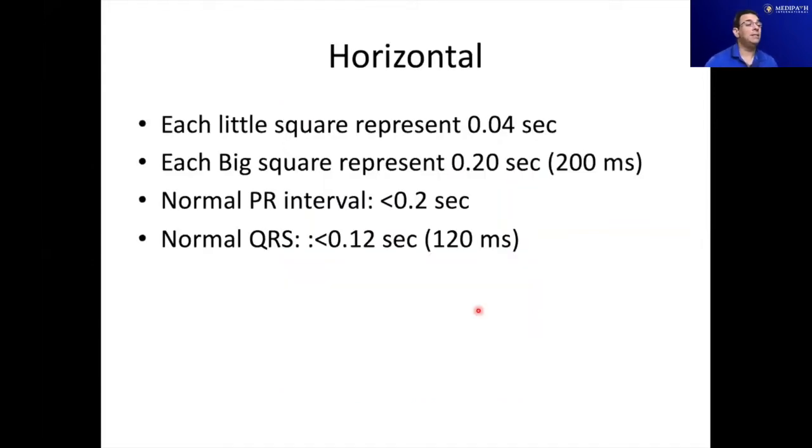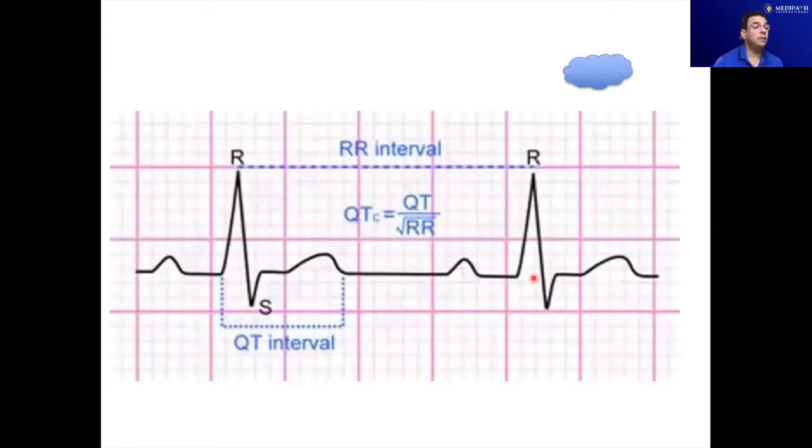For the horizontal, or the width, the small boxes equal 0.04 seconds or 40 milliseconds. The bigger boxes are 200 milliseconds or 0.2 seconds, okay? The normal PR interval, which we just talked about, is less than 5 small boxes, which is 200 milliseconds or 0.2 seconds. And the normal QRS complex should be less than 120 milliseconds or 3 small boxes. Those are important numbers to remember.